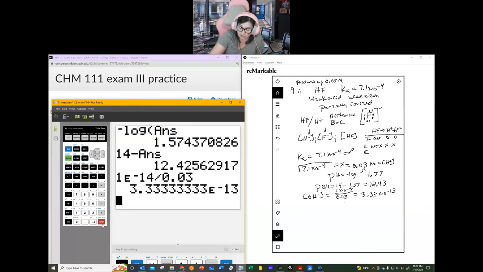The other thing I could do, my OH minus equals 10 to the negative pOH. So if I take 10 to the negative, my pOH was 12.43-ish. And technically I can still see it. So 4, 2, 5, 6, 2, 9, 1, 7.